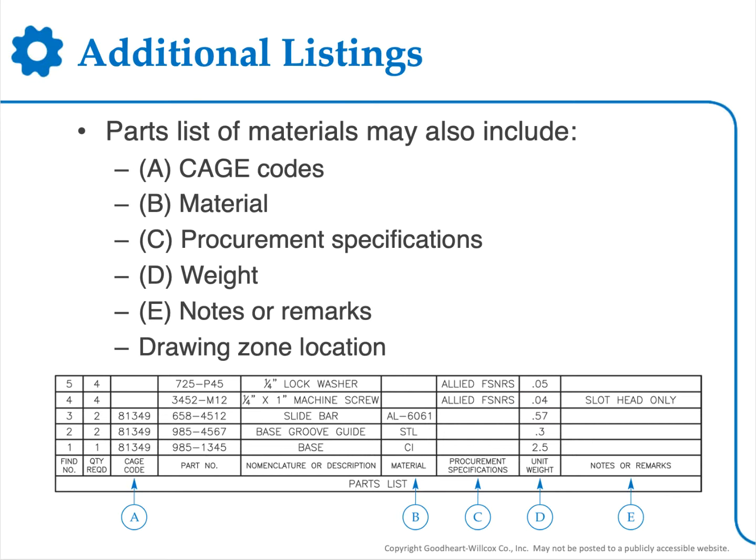That goes way back to the beginning when I first met you, having the assembly drawings on very large pieces of paper, D size, E size, even bigger. We have to sometimes refer to the drawing zone location to help someone find where that part is.